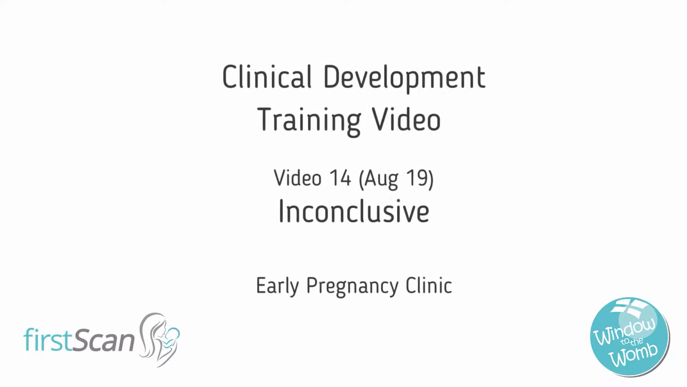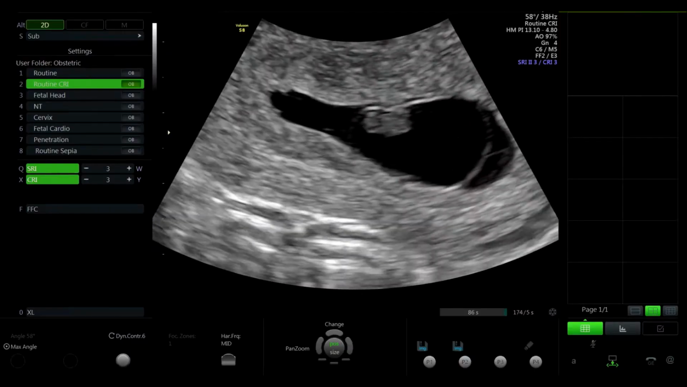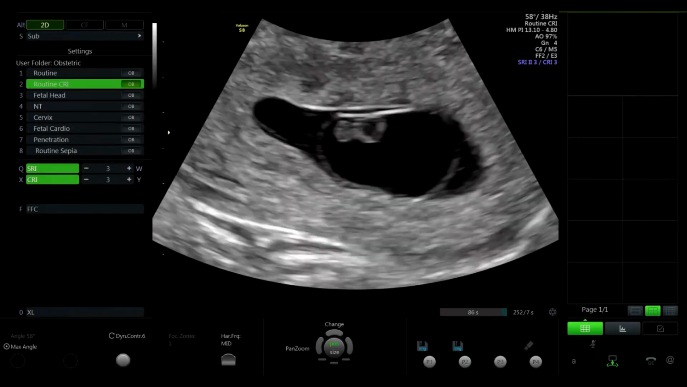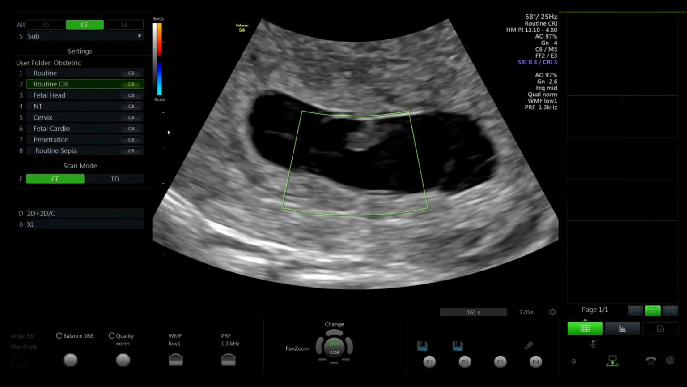An inconclusive scan is where an intrauterine pregnancy can be confirmed but viability cannot be. There will be a gestation sac and a yolk sac, or maybe also an embryo of less than 7 millimeters with no fetal heart. The sonographer must describe the inconclusive scan to ensure the woman understands the possible outcomes.